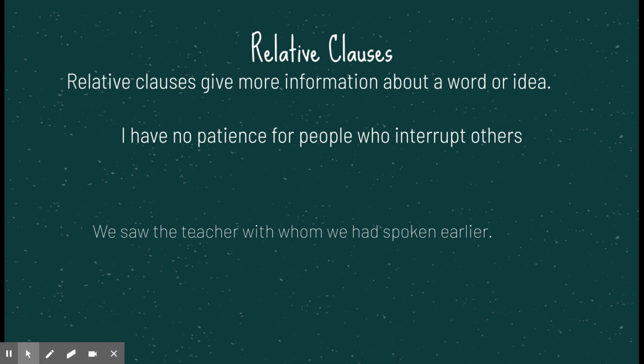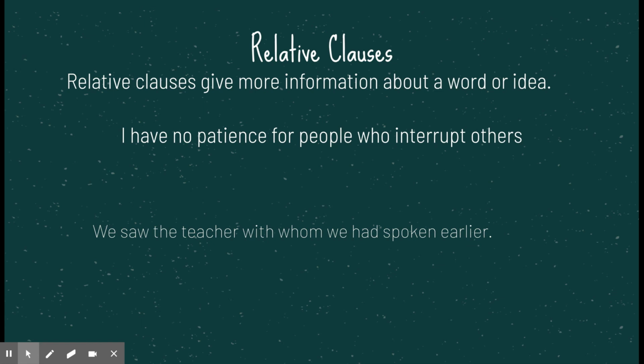Let's do some examples together. Remember, relative clauses give us more information about the word or idea. So in the first example, please look for your relative pronoun. Go ahead and circle it, make it bold, and then you will underline the relative clause. So, I have no patience for people who interrupt others. Go ahead and circle your relative pronoun and underline your relative clause.